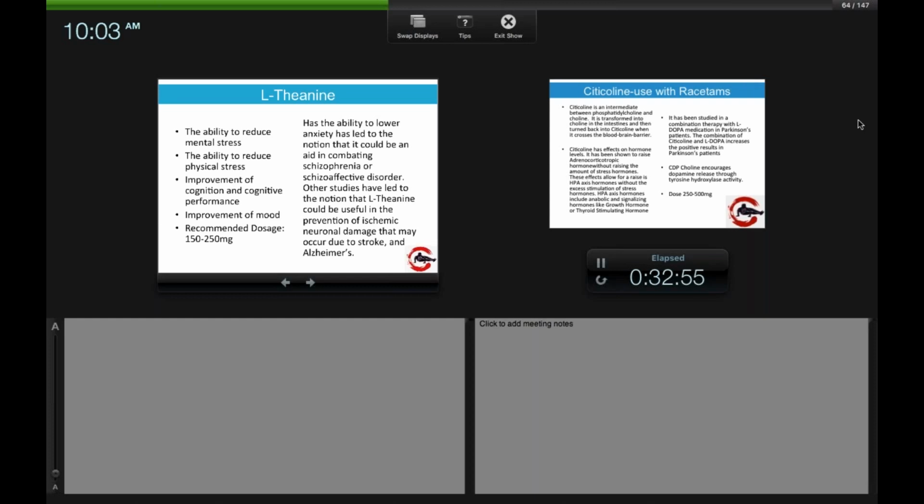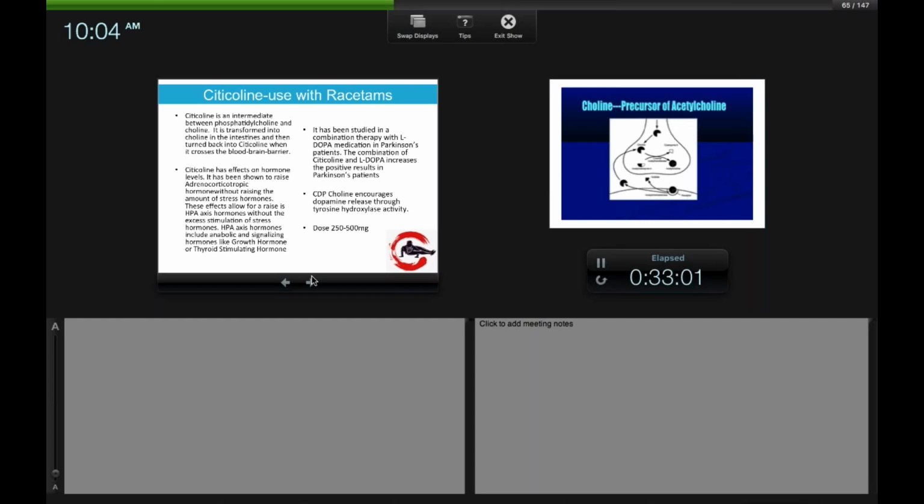If we look at choline, which is the next one here, you always want to use it with racetams. Citicoline is a different version of choline. It works on that intermediary effect, so it's the mid-range of choline, but choline will help get the racetam family specifically activated. So it helps it cross the blood-brain barrier. Citicoline has an effect on hormonal levels. It works on your adrenal corticotropic hormones without raising the amount of stress hormones. It's effective for the HPA axis hormones without excess stimulation.